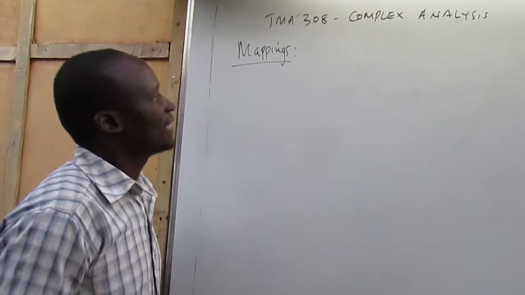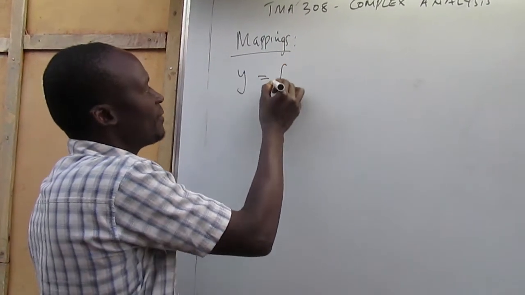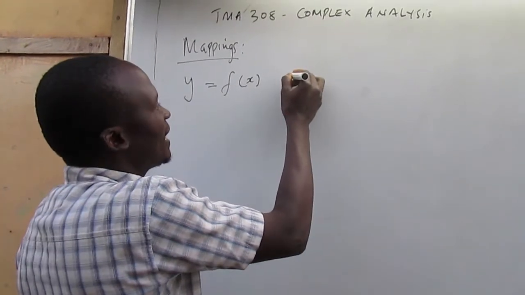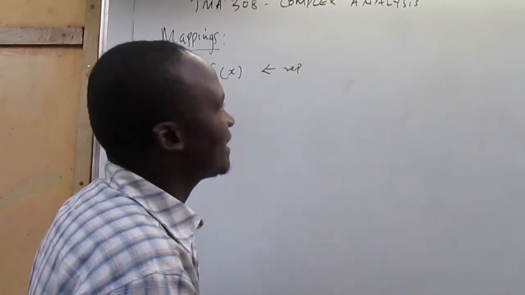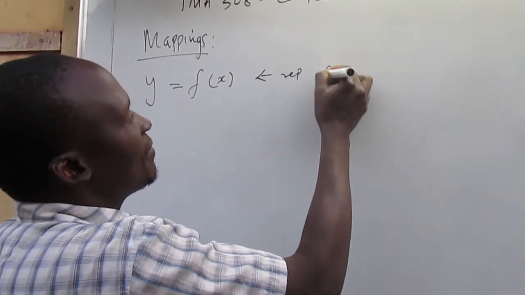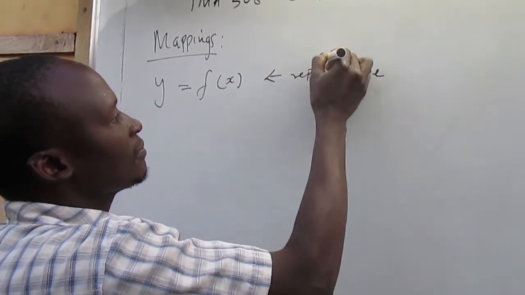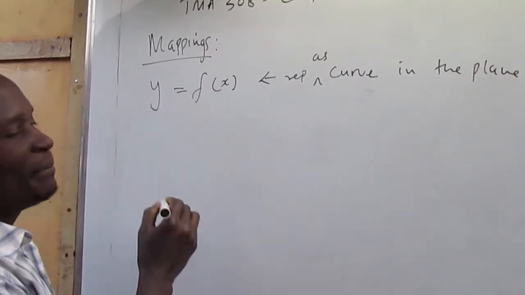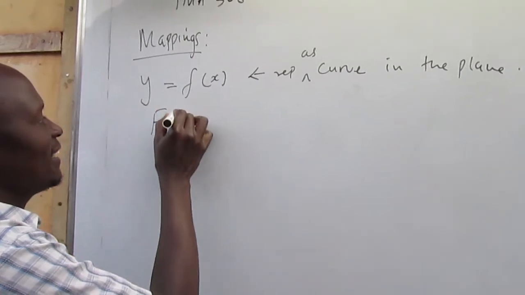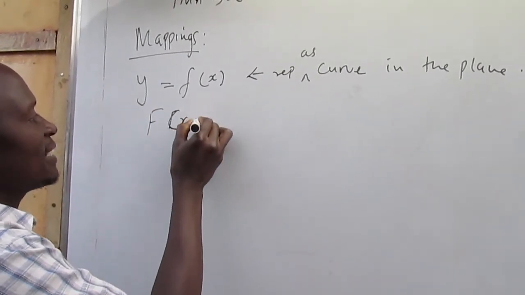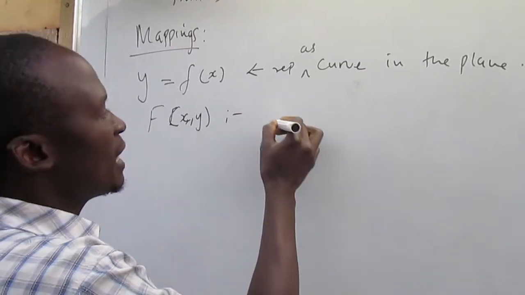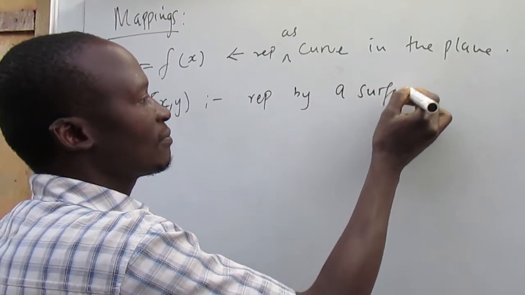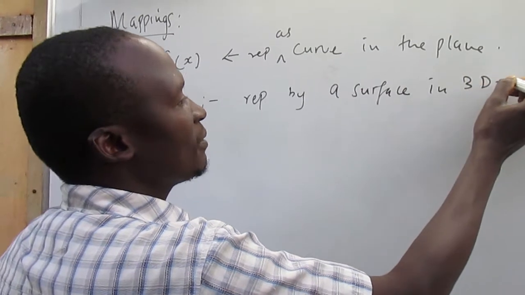So maybe to start us off, consider the function y is equal to f of x, which is real valued. So we know that this function can be represented or expressed as a curve in the plane. And similarly, if we have a function, say, of two variables, x and y, then these can be represented by a surface in the three-dimensional space.